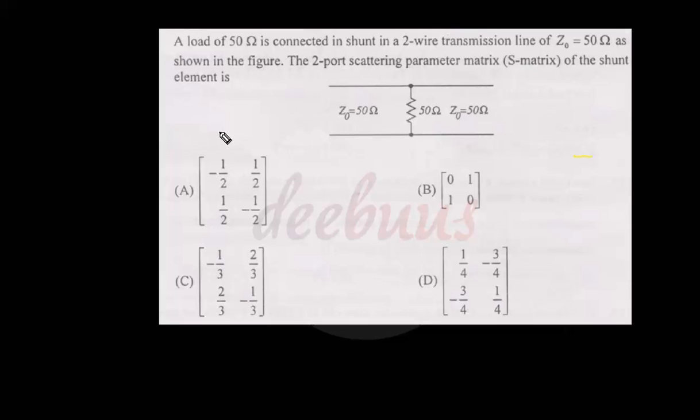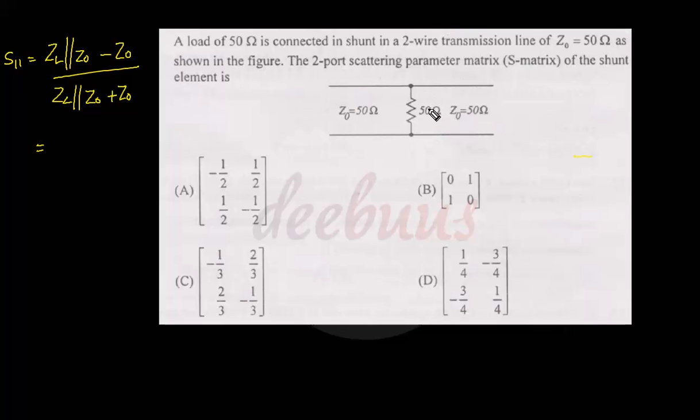Now moving to another 2 mark question. A load of 50 ohm is connected in shunt in a 2-wire transmission line of Z0 equal to 50 ohm, as shown in the figure. The 2-port scattering parameter matrix of the shunt element is... So we have to evaluate the scattering parameter matrix of this shunt element. In terms of impedances, the scattering parameters are as given. S11 equal to ZL parallel Z0 minus Z0, by ZL parallel Z0 plus Z0. So we have to directly substitute the values.